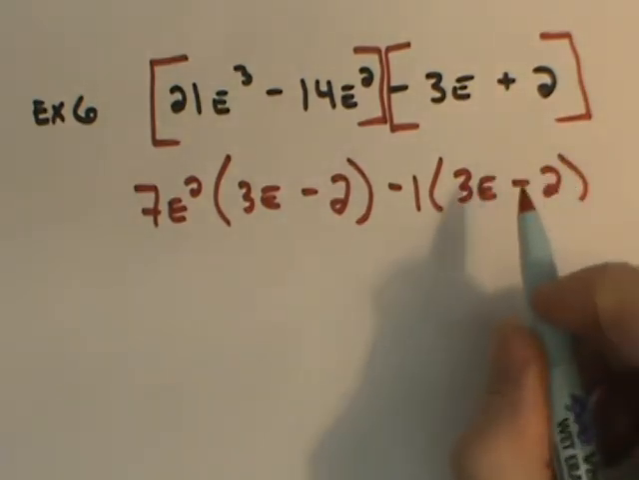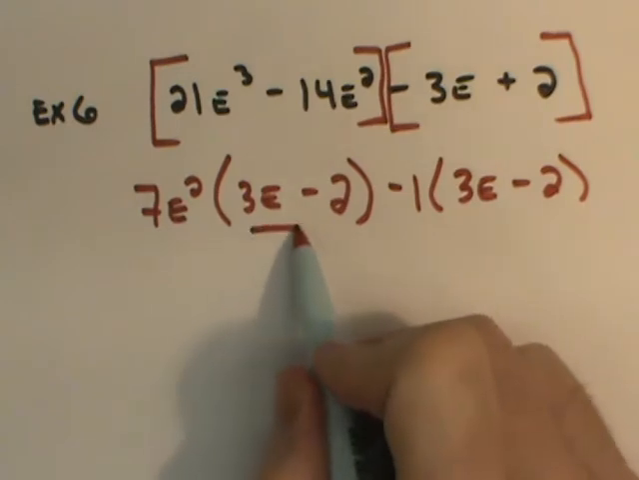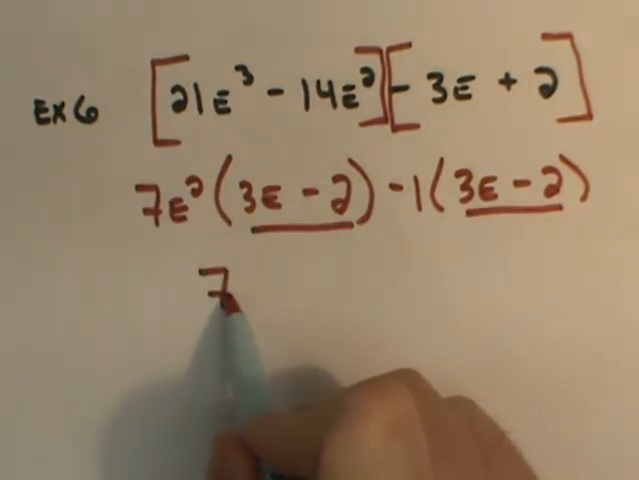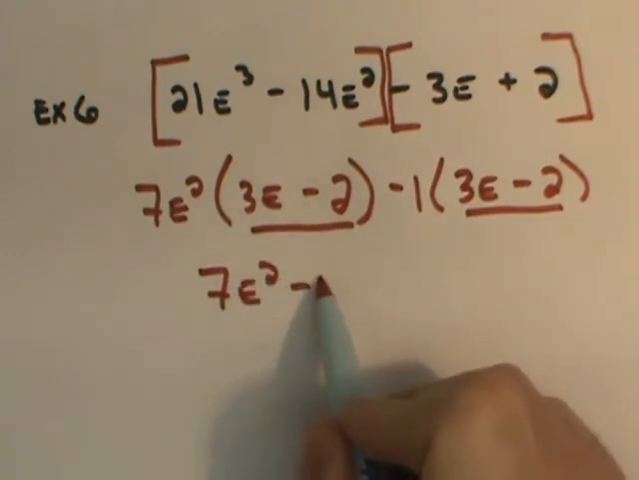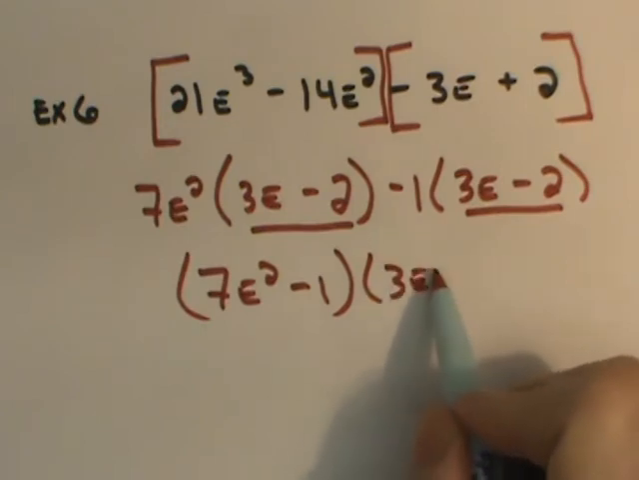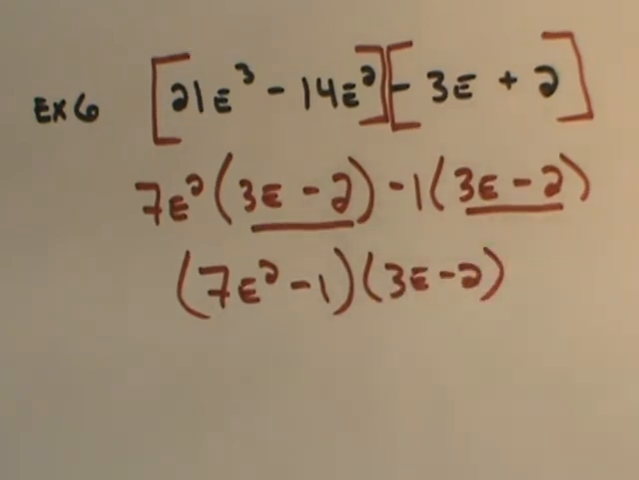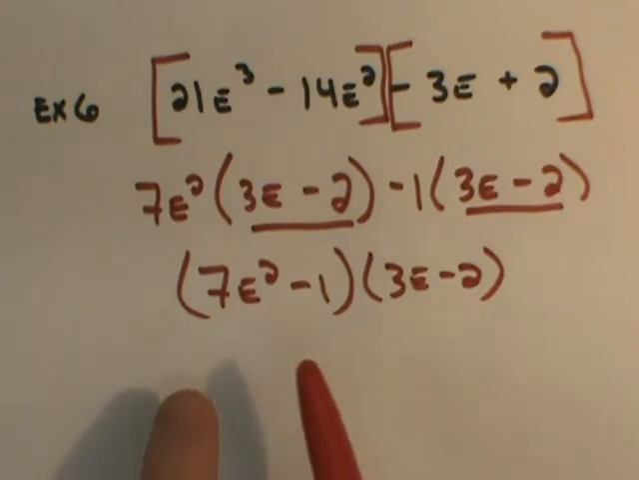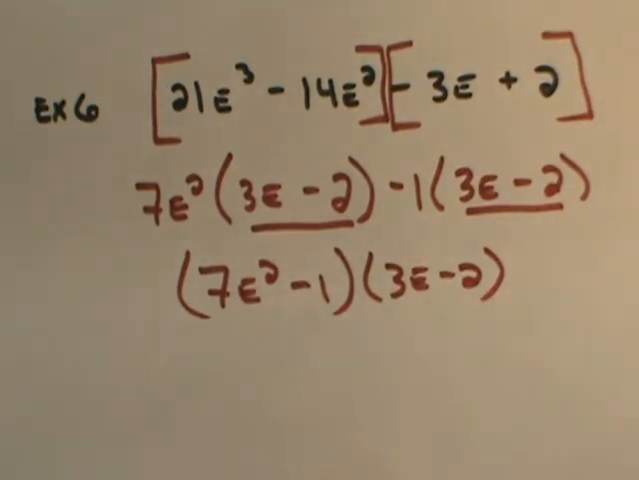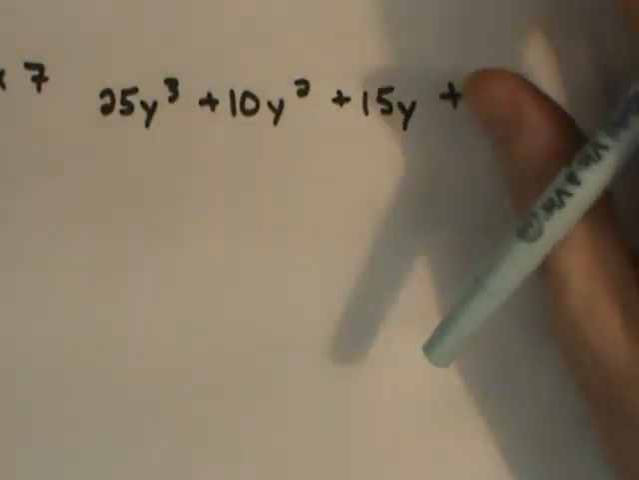I can allow the leading terms to come together and rewrite what they have in common once. And so this becomes 7e squared minus 1, rewriting what they have in common once, and ta-da, there's your answer. 7e squared minus 1 times 3e minus 2. Let me do one last example, and then plenty of stuff to look off of as you run into these polynomials that have 4 terms.